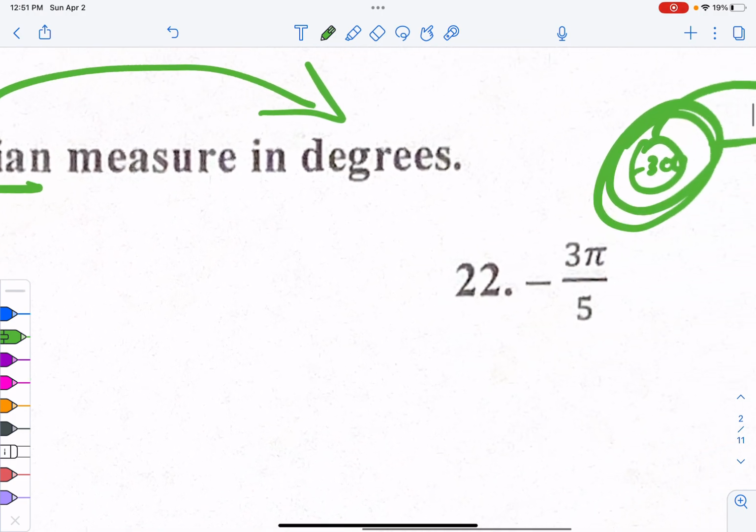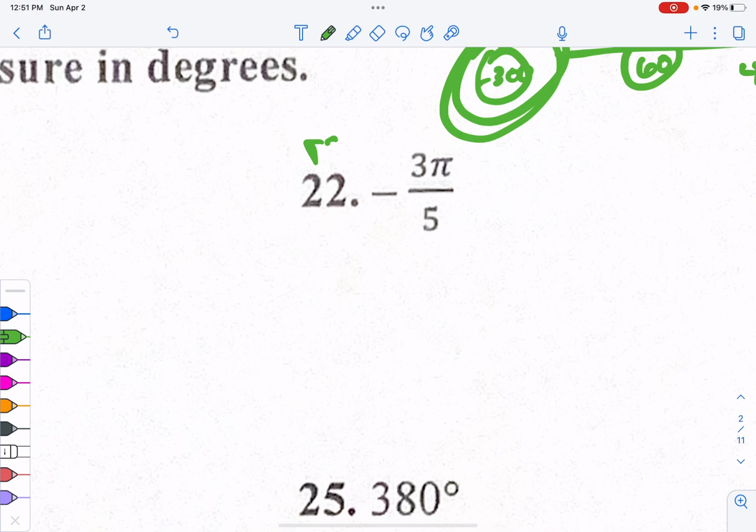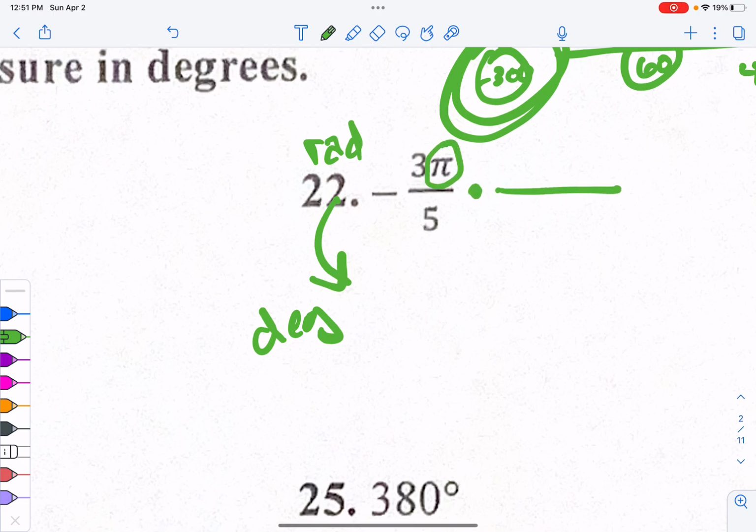Okay, that was 21. For 22, this is a radian, and now we have to switch it to a degree. He's already a fraction, so I don't have to make him into a fraction, but what I see is that pi is here, so I want to make sure that pi is in the bottom so that they will cancel off, right? And if I put pi in the bottom, then 180 has to go in the top.